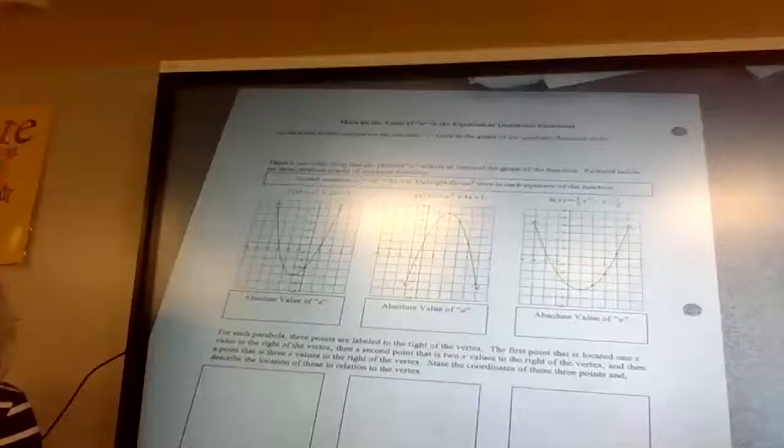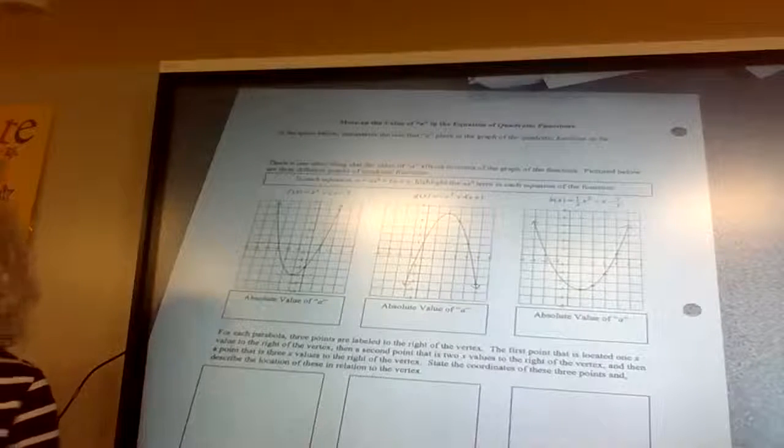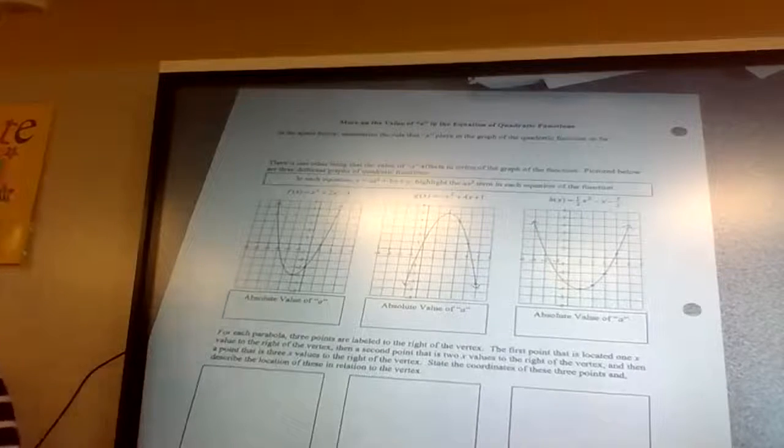Today we're going to be talking about A and what A does. In the space below, summarize the role that A plays in the graph of a quadratic. What does A do in our quadratic functions?